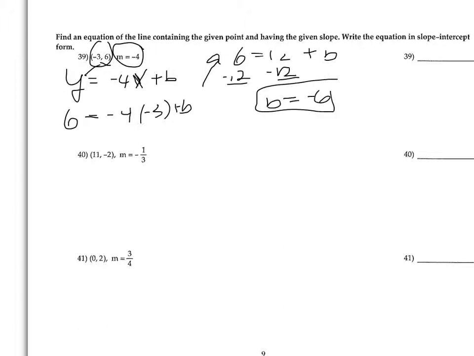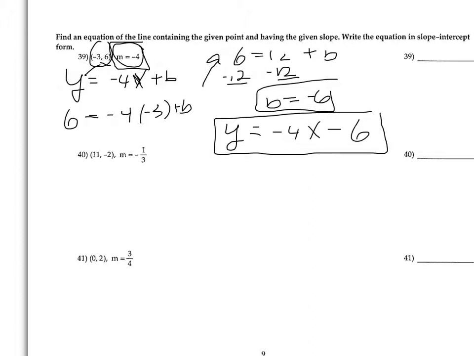Now notice, we have our b and we have our m. So now it's just a matter of writing this equation. y equals negative 4x minus 6. Plugging in our m and our b, and this is the answer we're looking for. So same thing on number 40. We're given a point on the line and the slope.